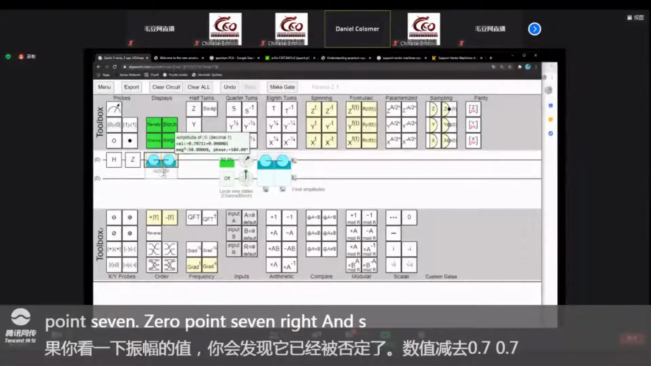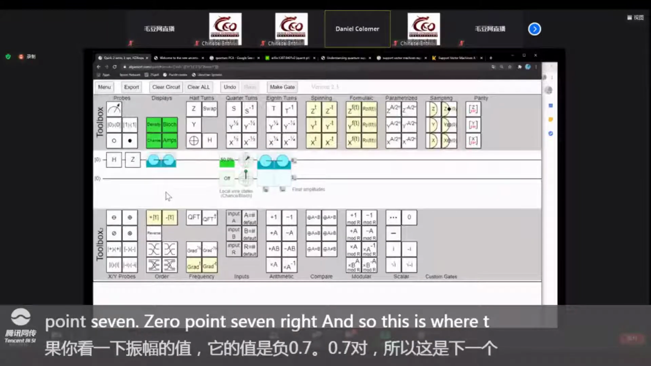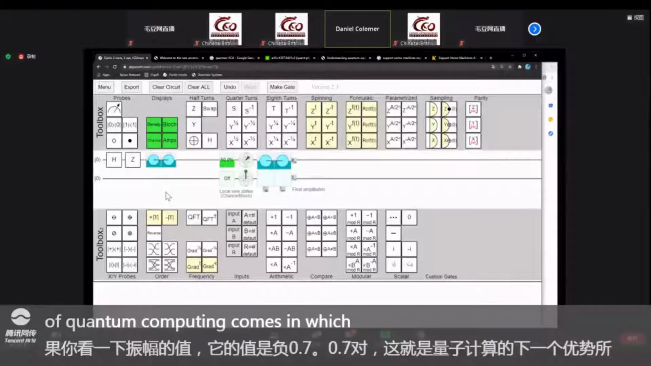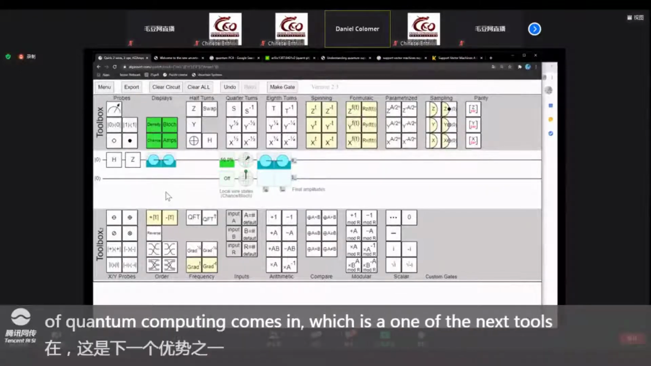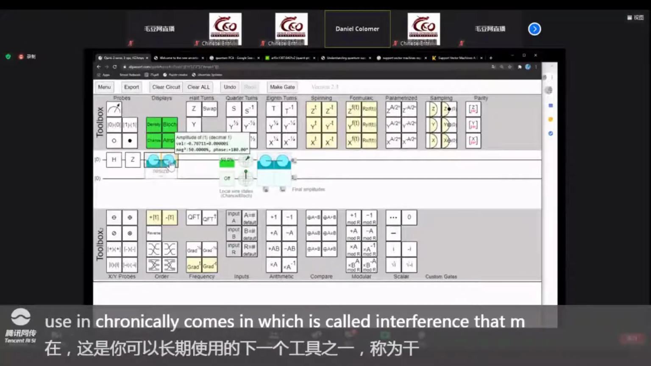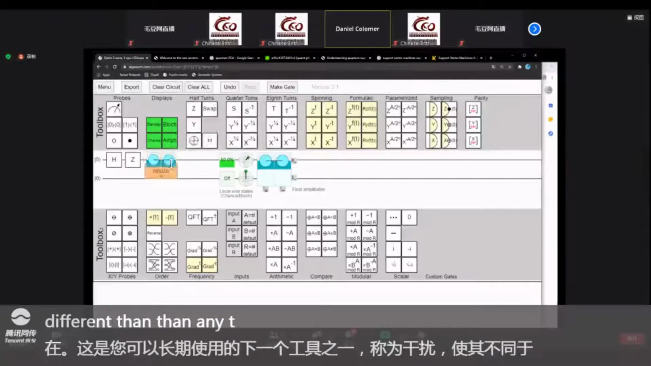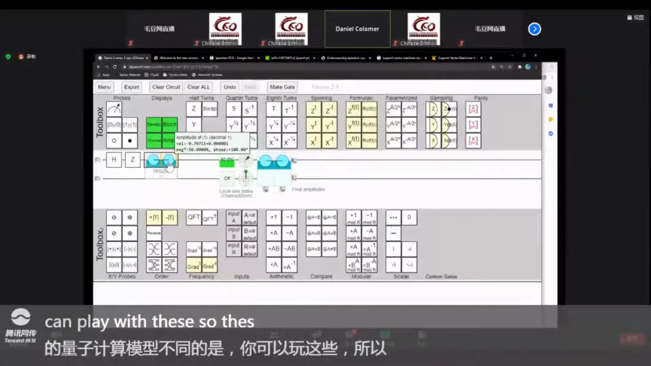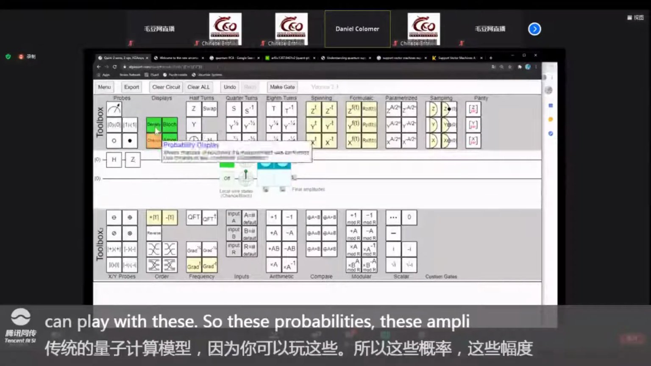And so this is where the next advantage of quantum computing comes in, or one of the next tools that you can use in quantum computing, which is called interference, that makes it different from any traditional computing model. You can play with these probabilities, these amplitudes, so they cancel out, right? And I'll show you how this looks.